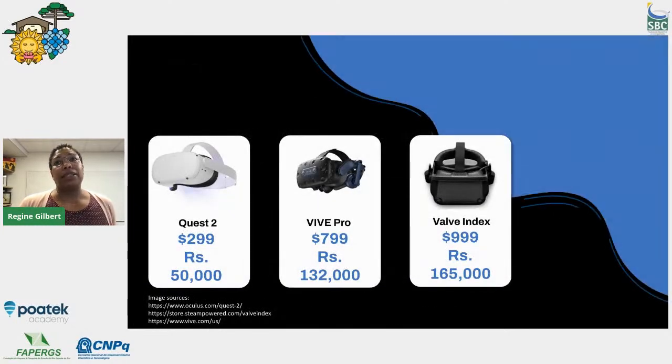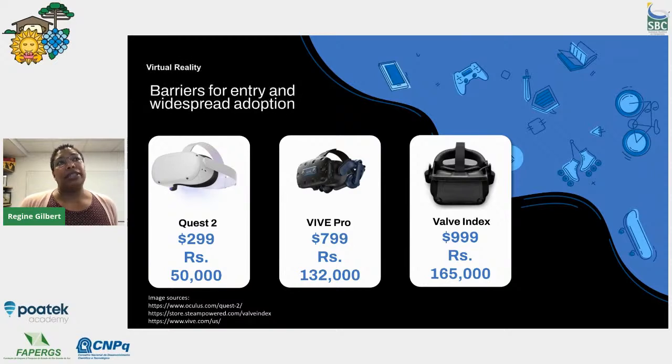And this was from Assad's perspective. This is a barrier for entry. The prices listed here are in US dollars and then rupees. The Quest 2 goes for $299 and 50,000 rupees. The Vive Pro goes for $799 and 132,000 rupees. And then the Valve Index goes for $999 and 165,000 rupees. This is more than what people make in a year in India. And so thinking about this, it is a huge barrier for entry when it comes to inclusion and getting more folks involved in this space.